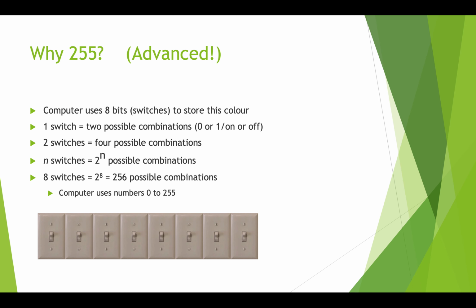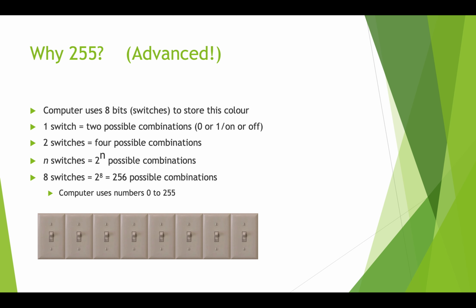So you may wonder, why 255? That's kind of a weird number. And this is a bit of an advanced topic. You don't need to understand this, but in case you're curious, computers, as we talked about, use bits or switches. So any bit can be either 0 or 1, on or off. And if you only have one switch, then you can only represent black or white. If you had two switches, you could represent 4 possibilities: 0,0, 0,1, 1,0, and 1,1. So you'd be able to represent black, white, and 2 versions of gray.